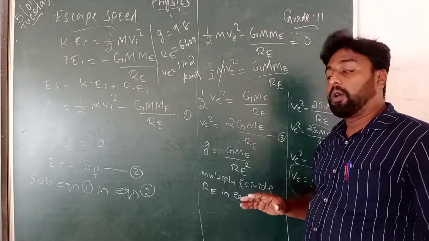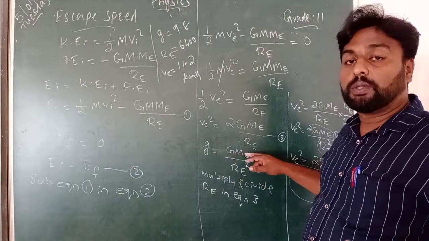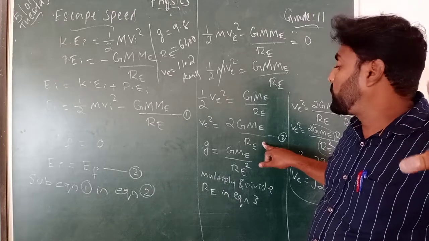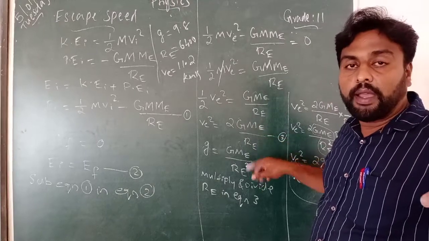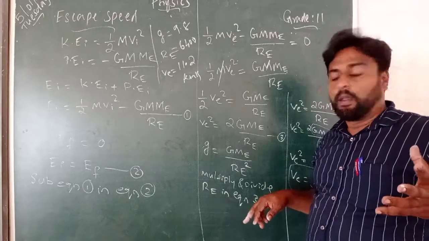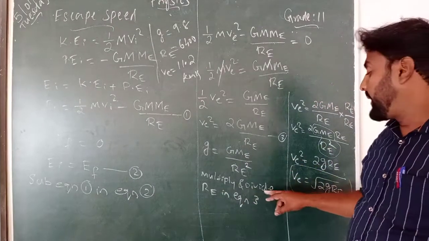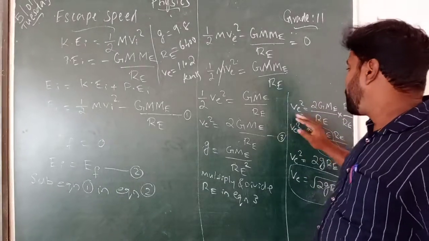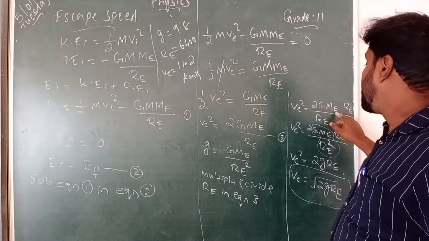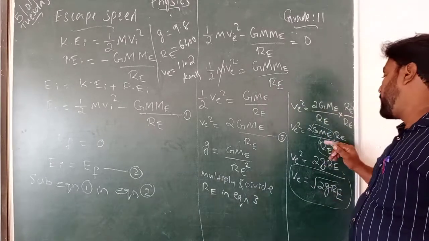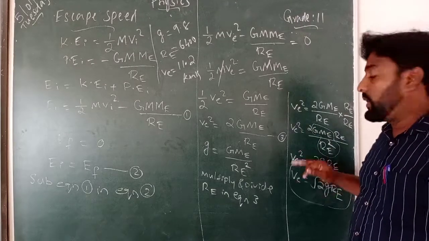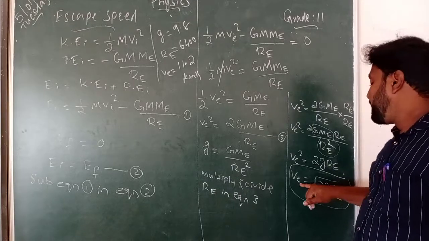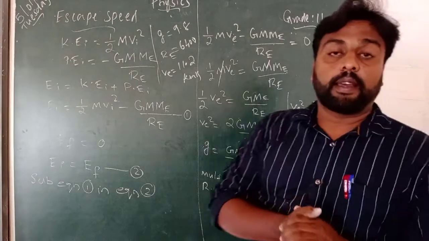Now we know that gravitational acceleration g is equal to G m by Re square. So we have to bring here Re square. So you can take this G m by Re square as g. For that we are multiplying and dividing by Re in this equation. We will get 2G m Re by Re square. So here G m by Re square we have taken as g. So we will get v square is equal to 2g Re. So v is equal to root 2g Re.